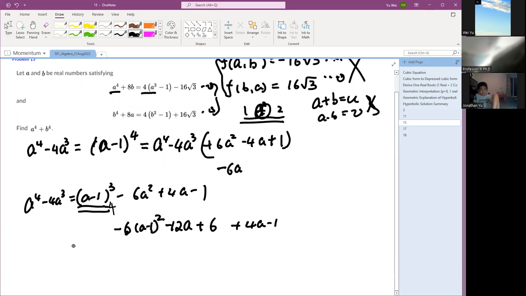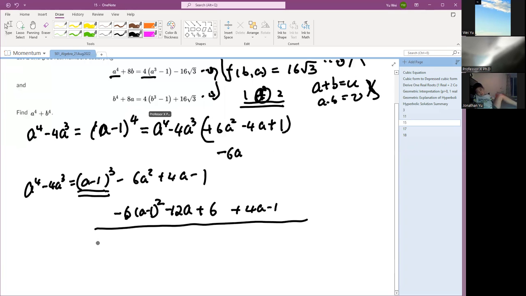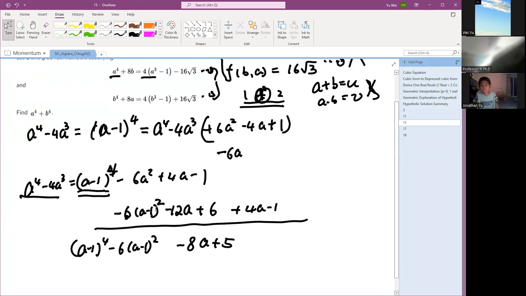Okay, then it means this one equals A minus 1 to the 4th minus 6 times A minus 1 to the square, then minus 8A plus 5. Right? Okay, then think about it. What's this one and this one, right?